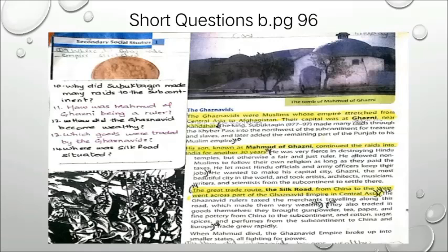Question number 11. How was Mahmud of Ghazni as a ruler? For its answer, move to paragraph number 2. It's line number 2. He was very fierce till Jobs. Question number 12. How did the Ghaznavids become wealthy? For its answer, move to paragraph number 3. It's line number 2, starting from the word the, ending at wealthy.